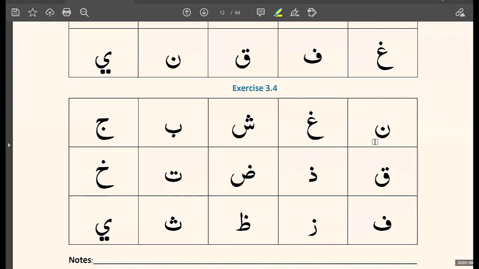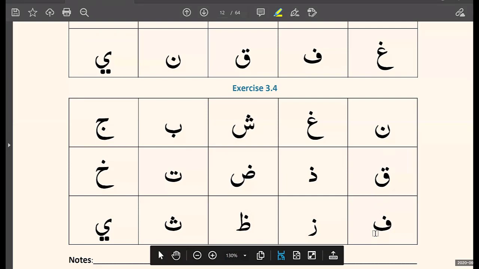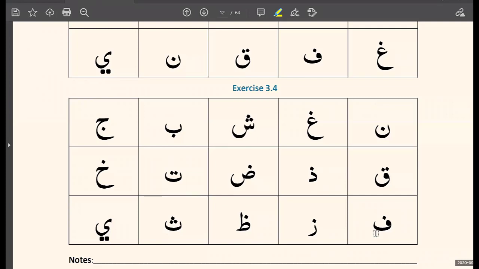Okay, now exercise 3.4, and these are 5 columns, column by column, top to bottom, please. Noon, Qaf, Fa. In this column, which letter is thin? Noon and Fa. Okay, good. And the second column? Ghain, Zal, Za. Which letter is thick? Ghain.